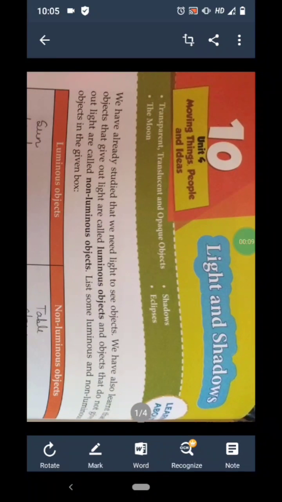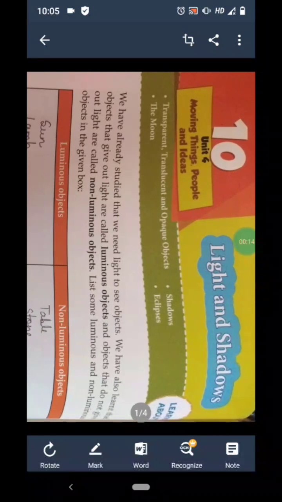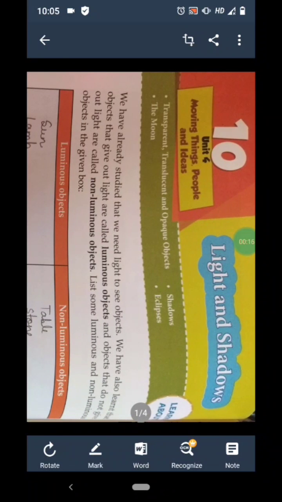So, today we'll start our new chapter, that is chapter number 10. And in this chapter, we will discuss, first, transparent, translucent, and opaque objects. Next, we will discuss shadows. Then, after that, the moon, and last, we will discuss eclipses. And in this, we will discuss the two types of eclipses, solar eclipse and lunar eclipse.